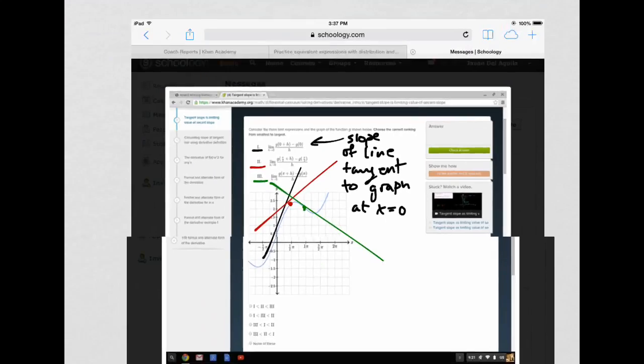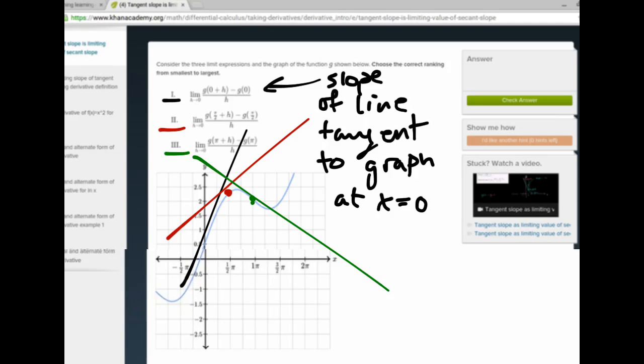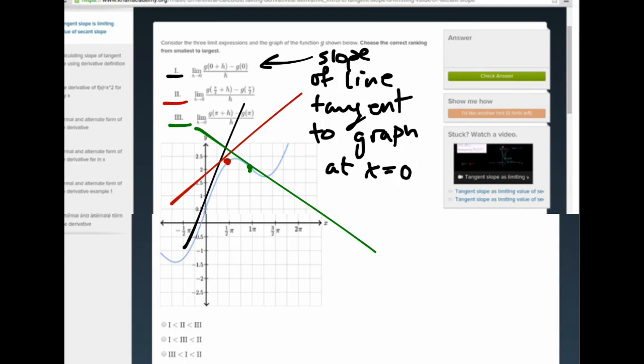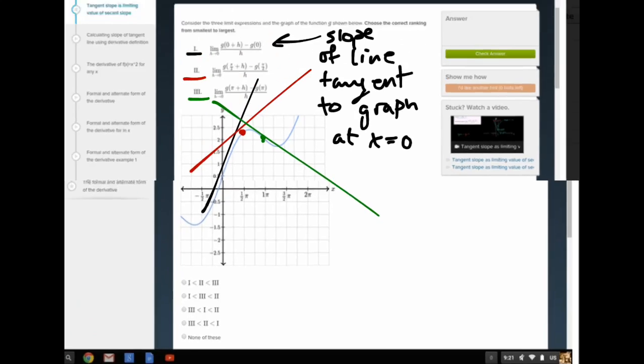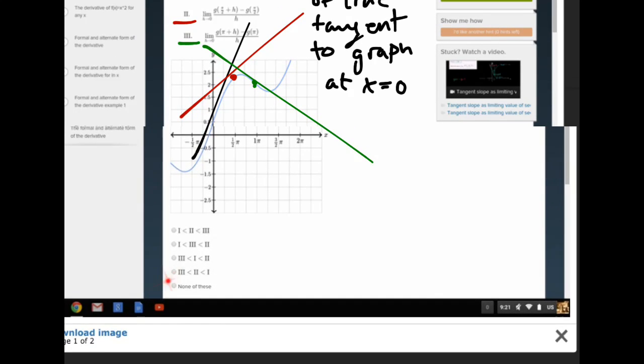Okay, so if it's saying order them, choose the correct ranking from smallest to largest, they're just saying, choose a slope that's most negative all the way to a slope that's most positive. Well, now we know. This slope is the most negative, so that would be 3. Red, which is 2, is in between. It's positive, but it's not as steep as the black slope. So 3 is the most negative. 3 is the smallest. 3 is smaller than 2, smaller than 1. I think it's the last one.